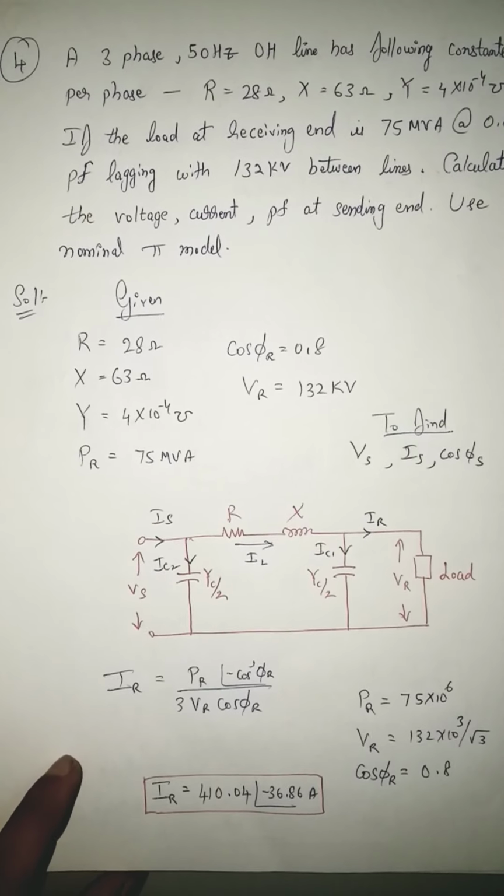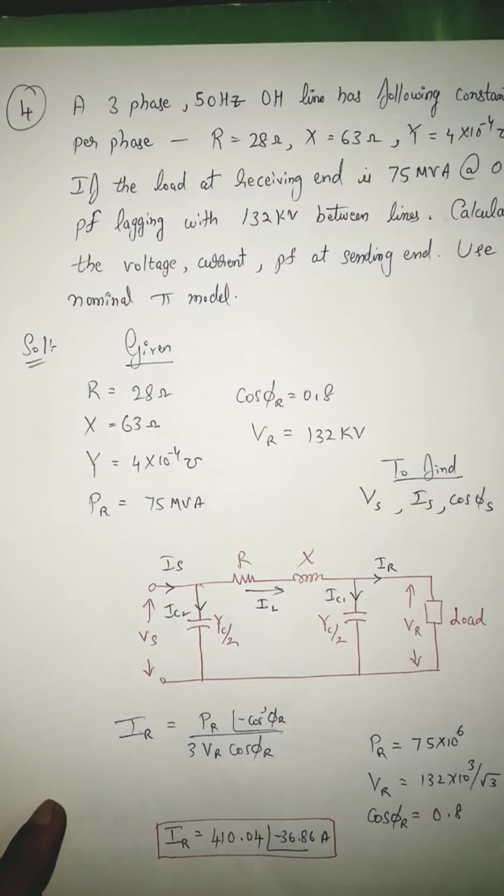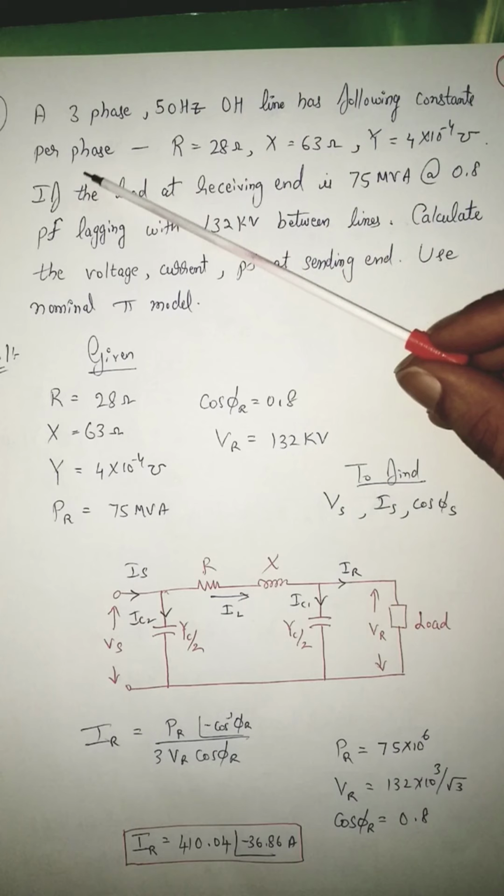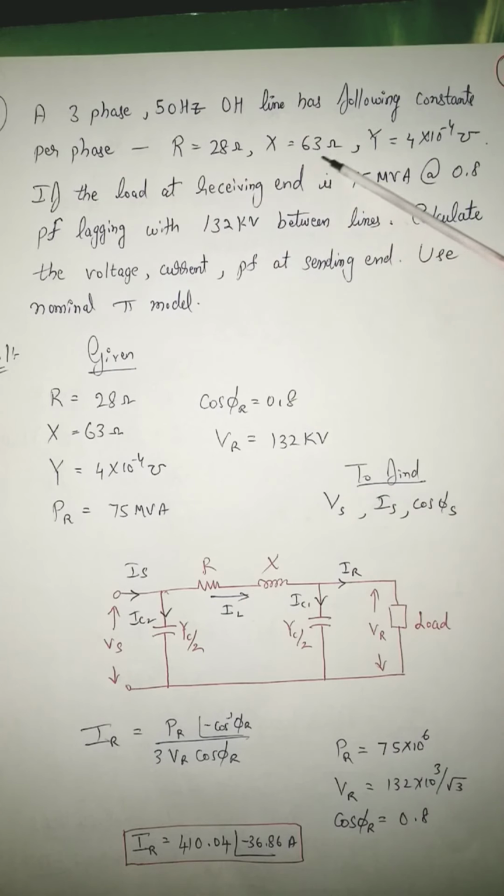Now we have another similar problem based on nominal pi, which is the fourth problem. Let me go through the statement. A 3-phase 50 Hz overhead transmission line has the following constants per phase: R is equal to 28, X is equal to 63, admittance Y is 4 into 10 power minus 4 MHO. If the load at the receiving end is 75 MVA at 0.8 power factor lagging with 132 kV between lines, calculate the voltage, current, and power factor at the sending end using the nominal pi model of the transmission line.